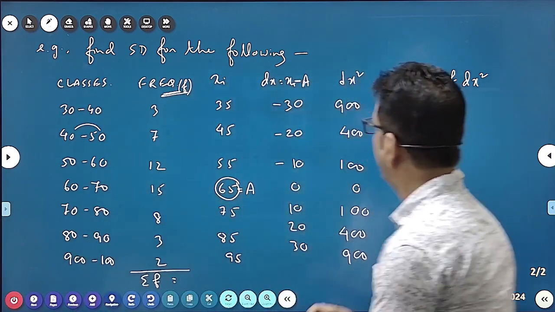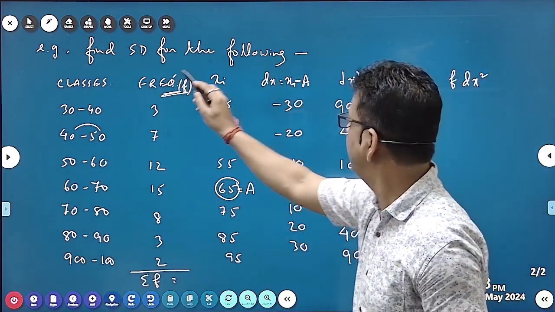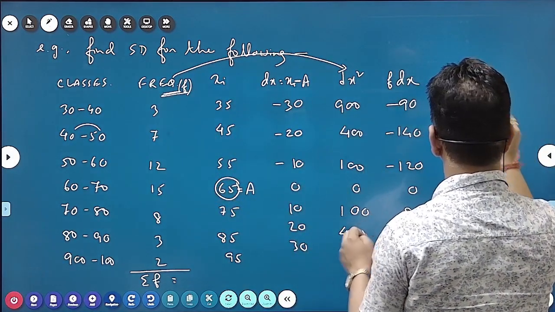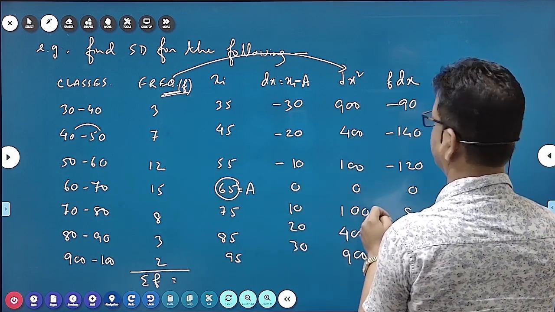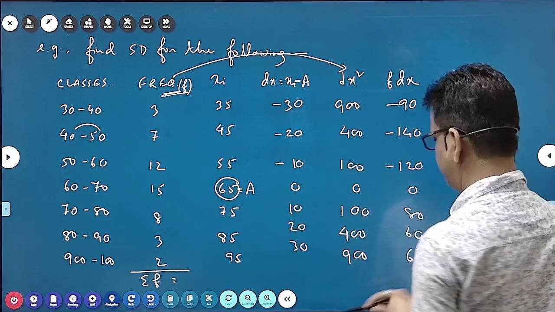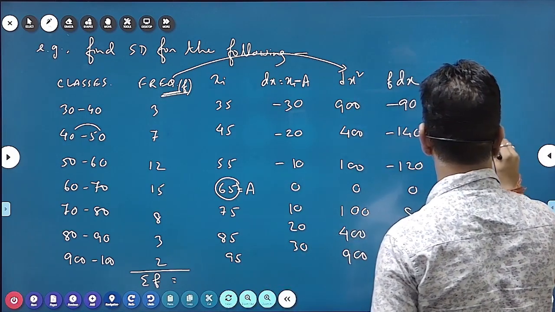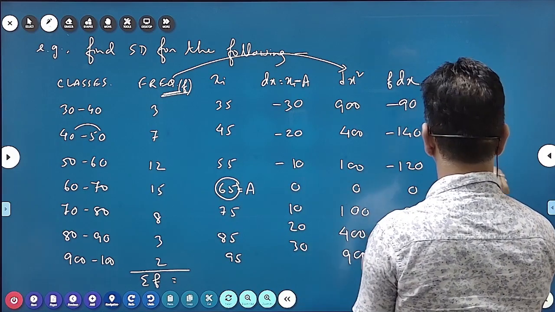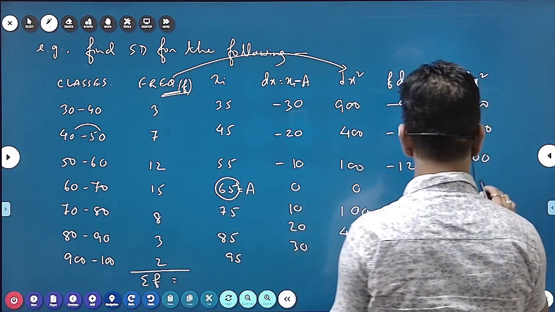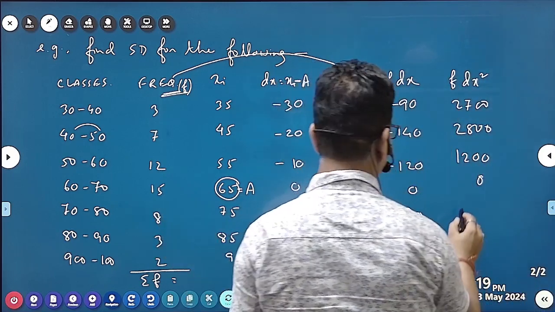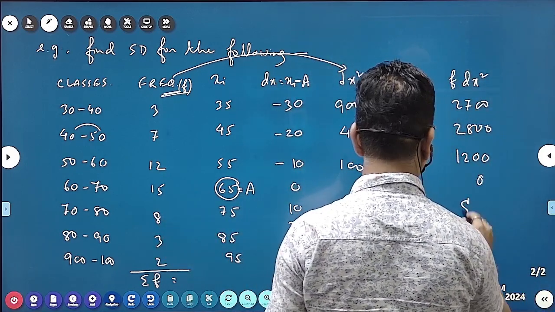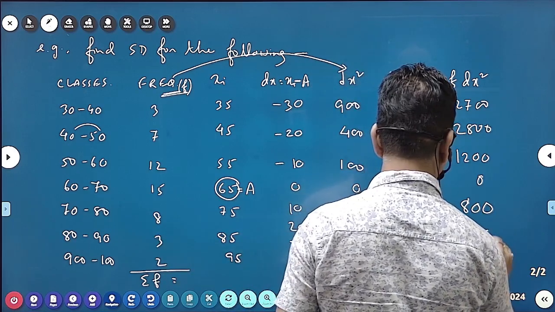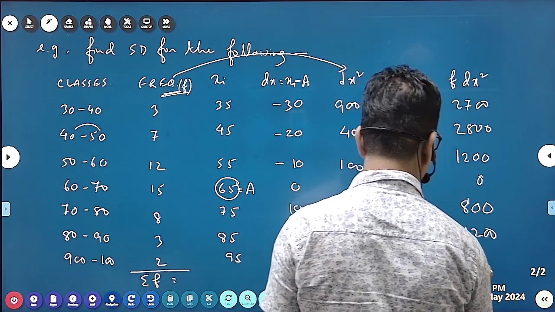Okay. Then f dx square. That means f and dx square. This column will be multiplying. So 3 into 900, this is 2700. 7 into 400, so it is 2800, right? Then 12 into 100, 1200. Then 15 into 0, so it will be 0 only. Then 8 into 100 will be 800. 3 into 400, so it is 1200. And finally 2 into 900, 1800.